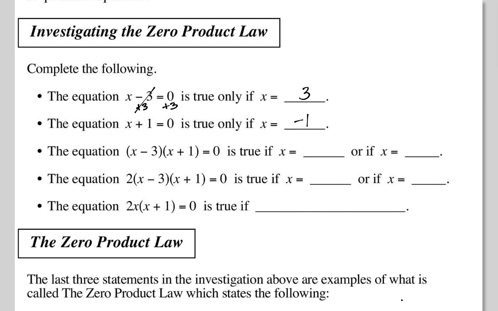Now the next equation, which is a factored form, what happens when you multiply? How do you multiply two things? Because that's what factoring is. There's a little dot in between there. Bracket times a bracket. How do you multiply two things and get 0? Yeah, one of them has to be 0 or both. Because 0 times 0 is also 0. So then this third bullet is going to be true if x is 3 or negative 1.